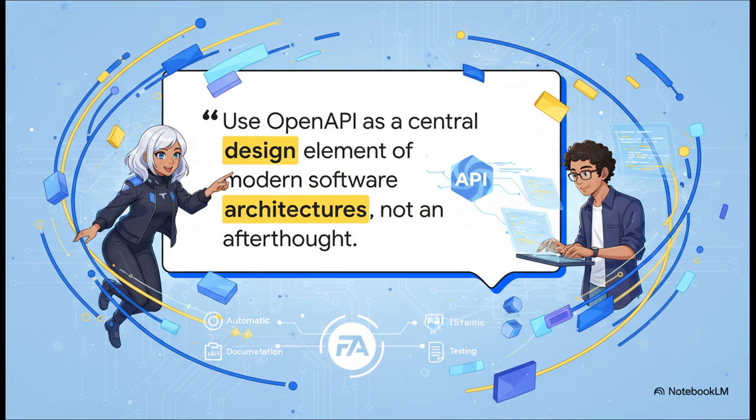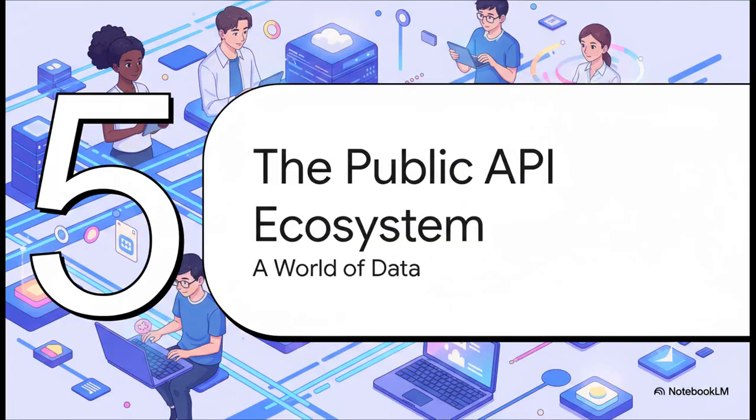Frameworks like FastAPI encourage an API-first approach. The idea is you define the structure of your API using tools like OpenAPI before you write the implementation. This acts as a contract, it ensures clarity and consistency, and it enables things like automatic documentation and testing right from the very beginning. So, what's out there to connect to? Let's explore that in our final section, the public API ecosystem.